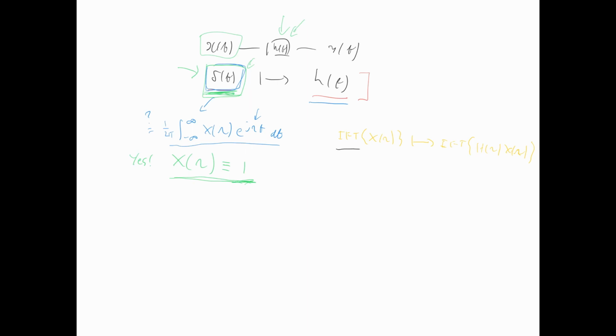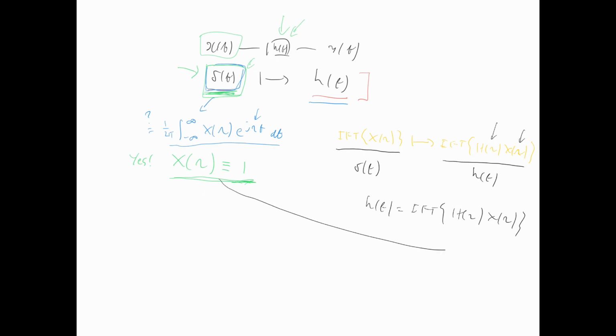We know from before that the inverse Fourier transform of x of omega gets mapped to the inverse Fourier transform of the input x of omega in the frequency domain multiplied by the frequency response of the channel, H of omega. In our case, we are putting in a delta function on the left, and we're getting out the impulse response, h of t, on the right. This means that h of t is equal to the inverse Fourier transform of H of omega times X of omega. But we've seen over here that X of omega is just equal to 1.